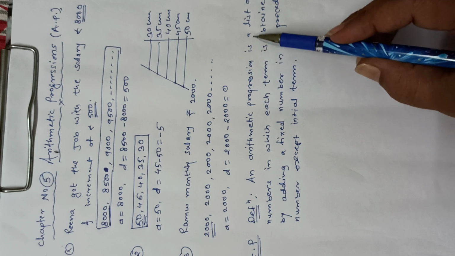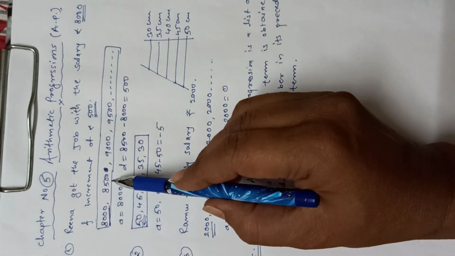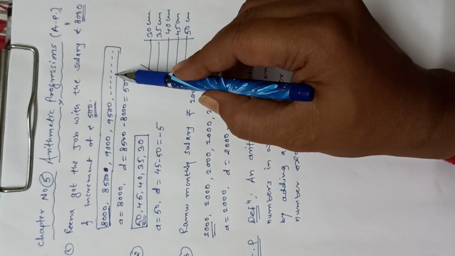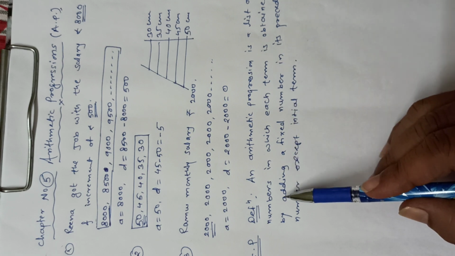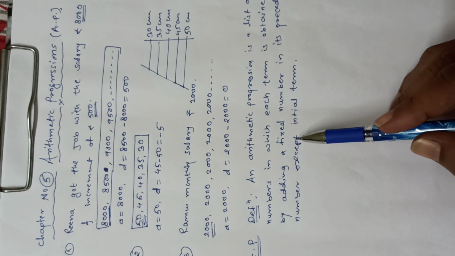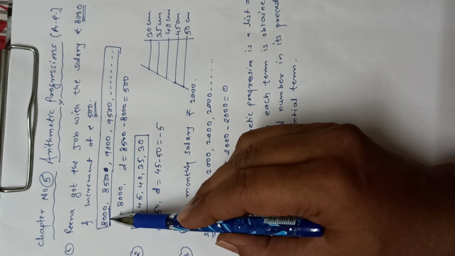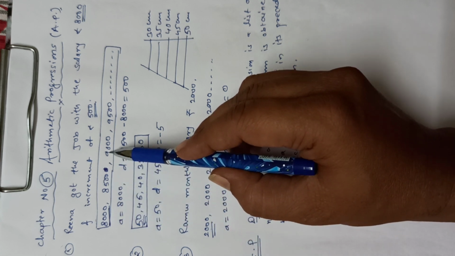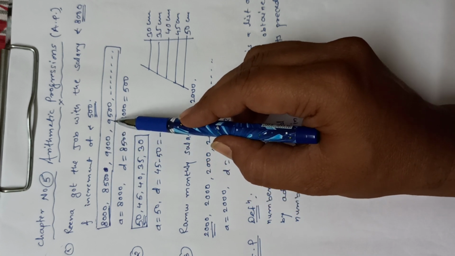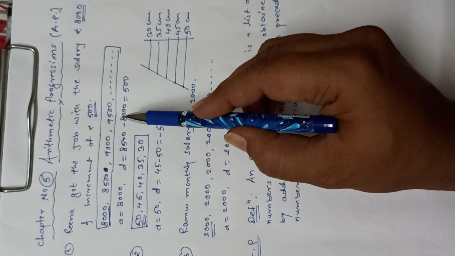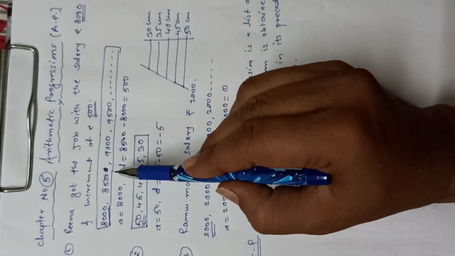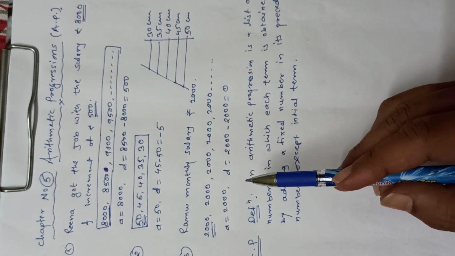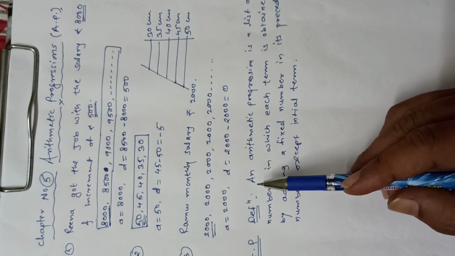See here, an arithmetic progression is a list of numbers. These are the list of numbers: 8000, 8500, 9000, 9500. A list of numbers in which each term is obtained by adding some fixed number to its preceding number. So preceding number is 8000, we added 500, 8500, again we added 500, 9000, again we added 500, 9500. So we are adding some fixed number to the previous number, so that we get the next number. That kind of list is called an arithmetic progression.